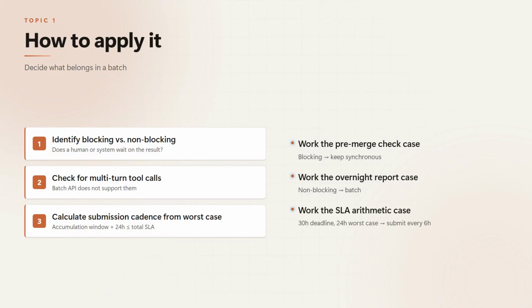The overnight technical debt report, on the other hand, has no one waiting. It can tolerate the full 24-hour window, so it's a natural fit for batch. For the SLA arithmetic, if results must be delivered within 30 hours and batch processing can take 24, you submit at least every 6 hours. The other cases are on the page.